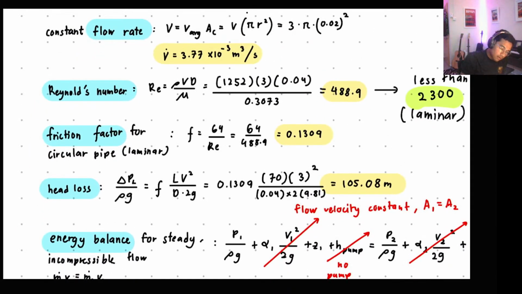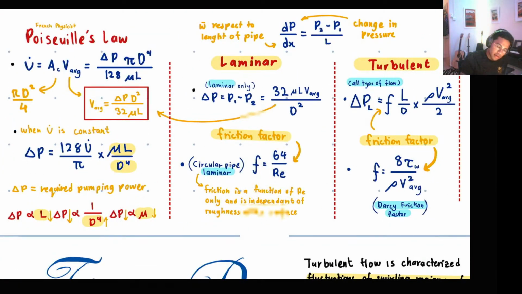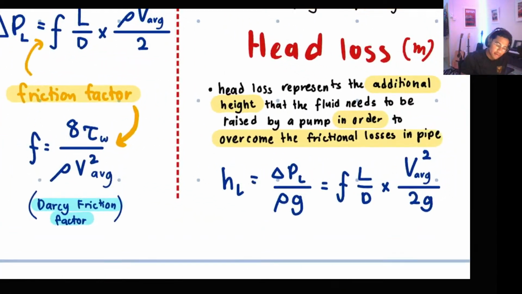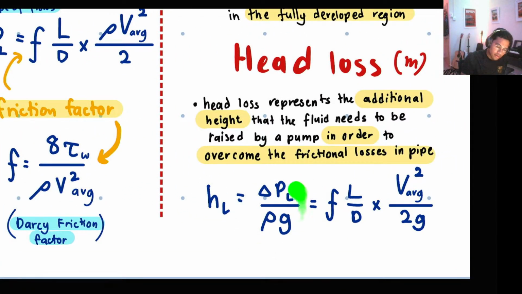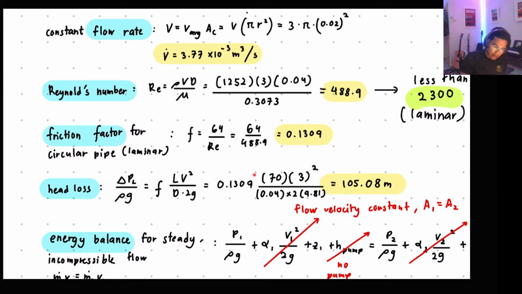So now we want to calculate the head loss. Head loss equals pressure drop over rho g, which is also equal to f L over D times V average squared over 2g. Kita dah jumpa V average, kita dah jumpa F, L kita dah ada, D pun dah ada. So kita tinggal masukkan saja. Okay, let's do this.